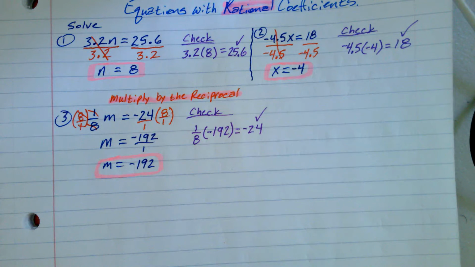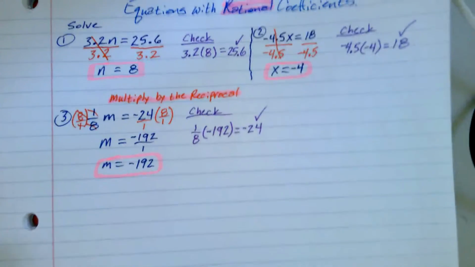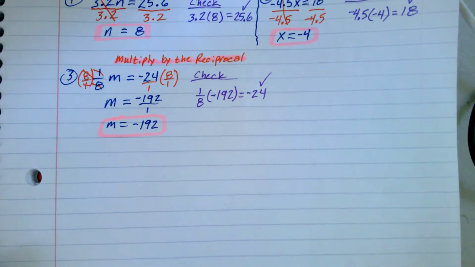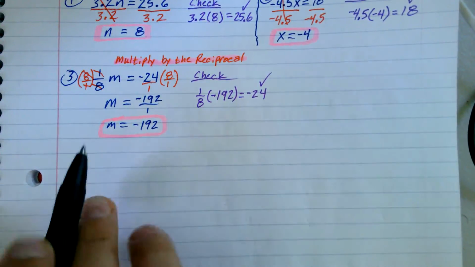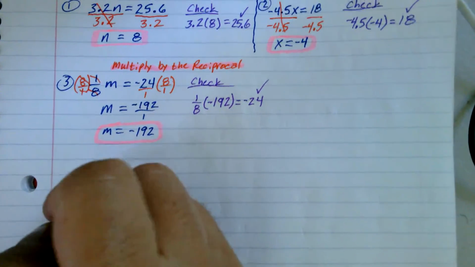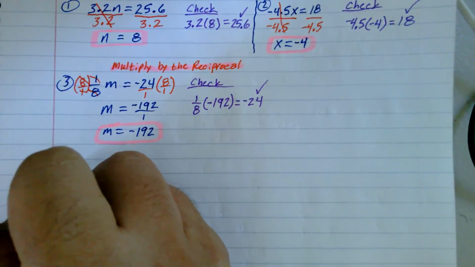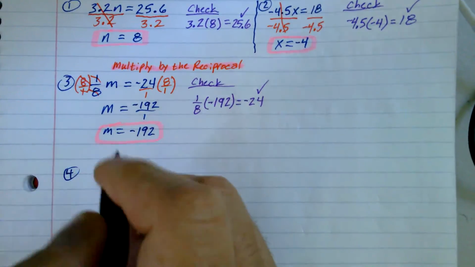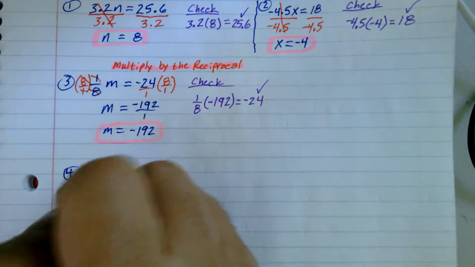Then, if there are no questions, let's do the next one. Okay, you ready? Think about what we just did, multiplying by the reciprocal, and we're going to try that on number 4. Number 4 is the following.